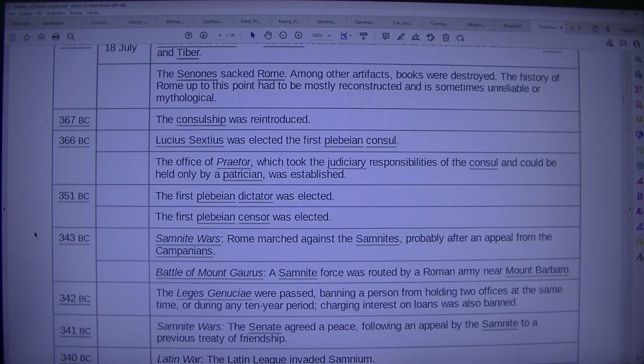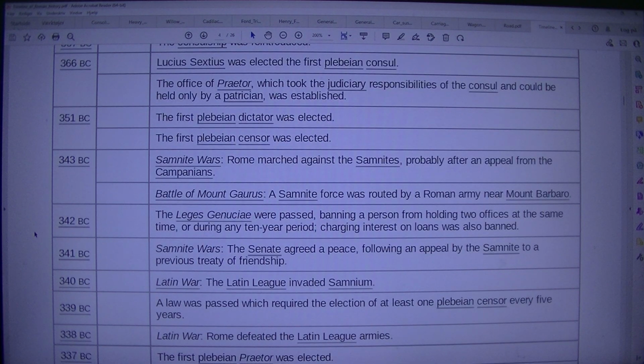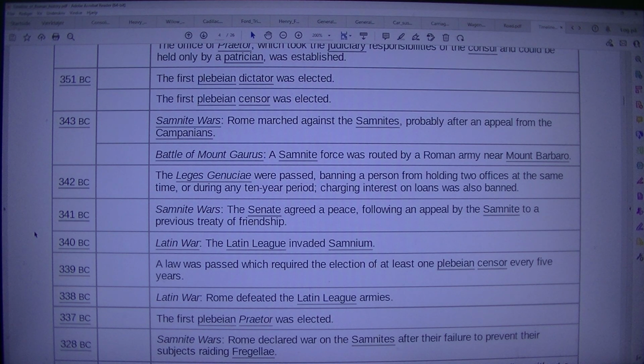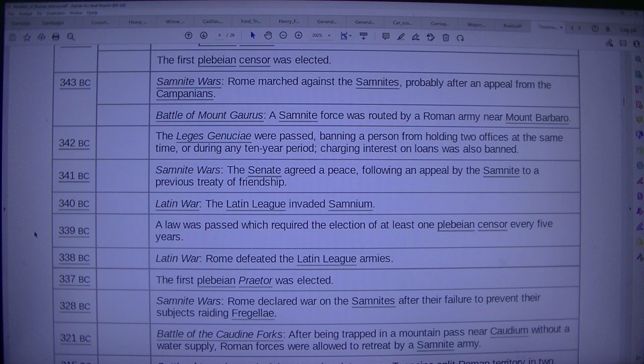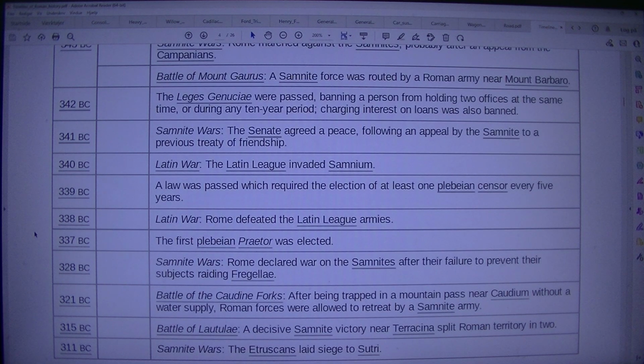343 BC. Samnite Wars. Rome marched against the Samnites, probably after an appeal from the Campanians. Battle of Mount Gaurus. A Samnite force was routed by a Roman army near Mount Barbaro. 342 BC. The leges Genuciae were passed, banning a person from holding two offices at the same time, or during any 10-year period. Charging interest on loans was also banned. 341 BC. Samnite Wars. The Senate agreed a peace, following an appeal by the Samnites to a previous treaty of friendship.